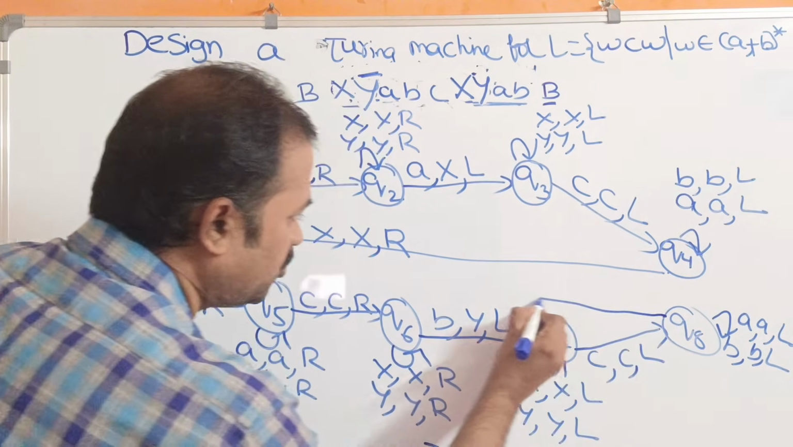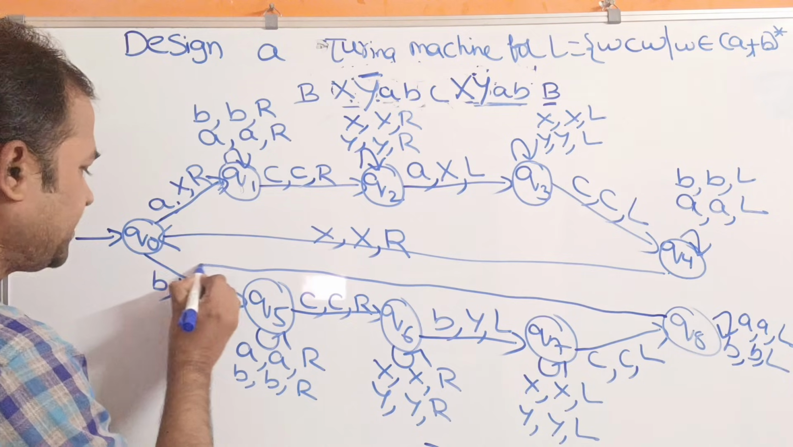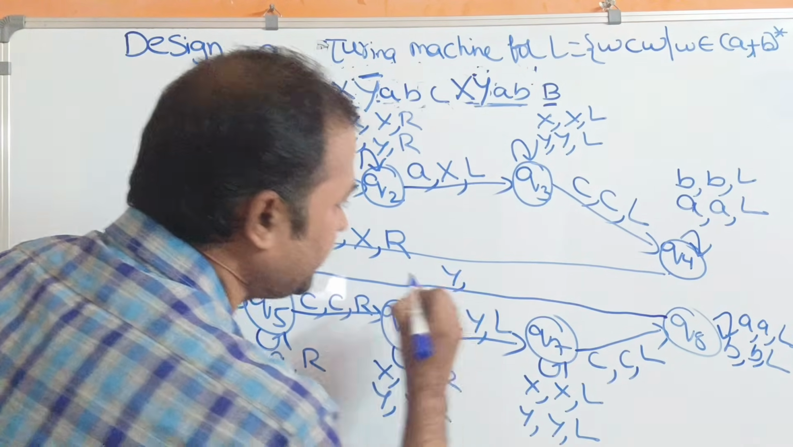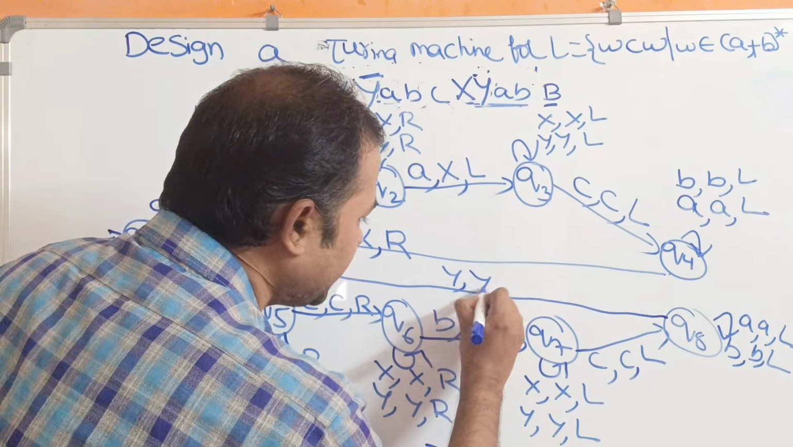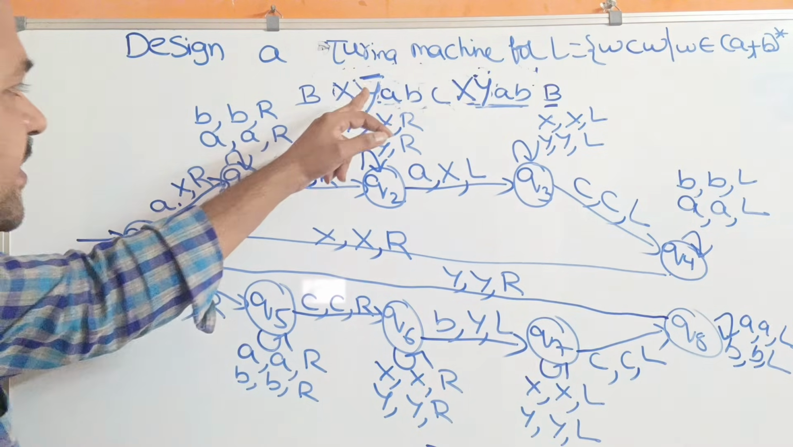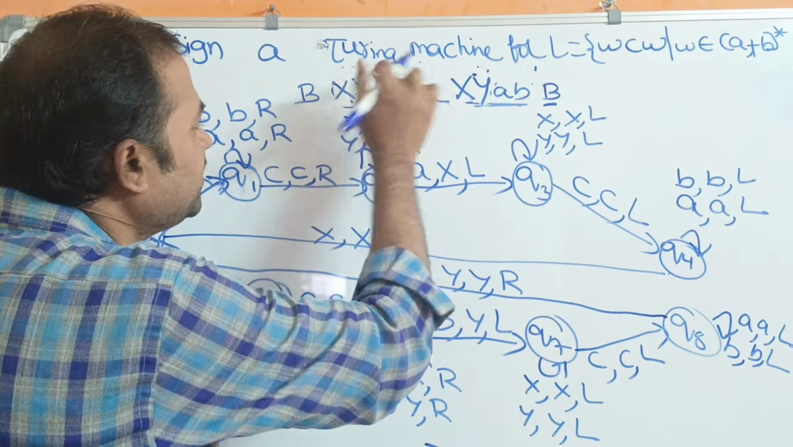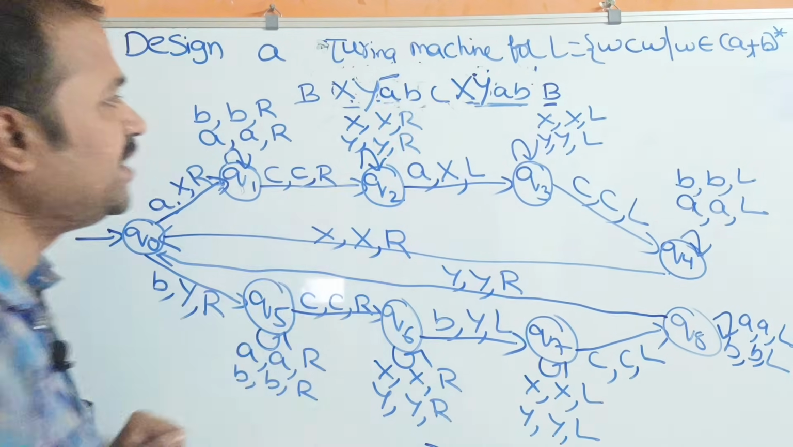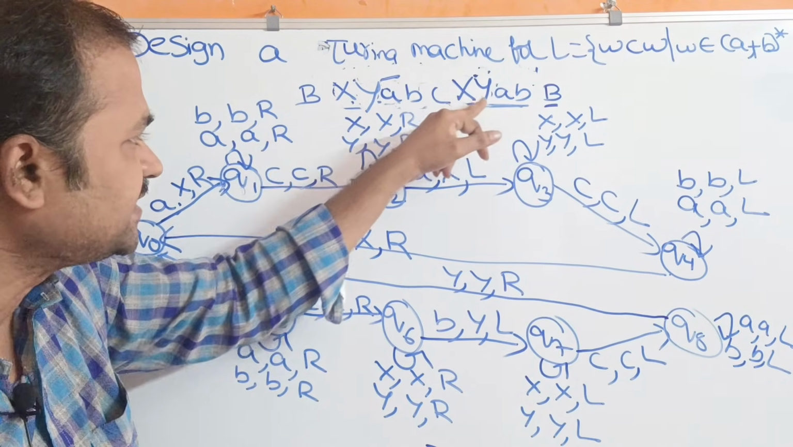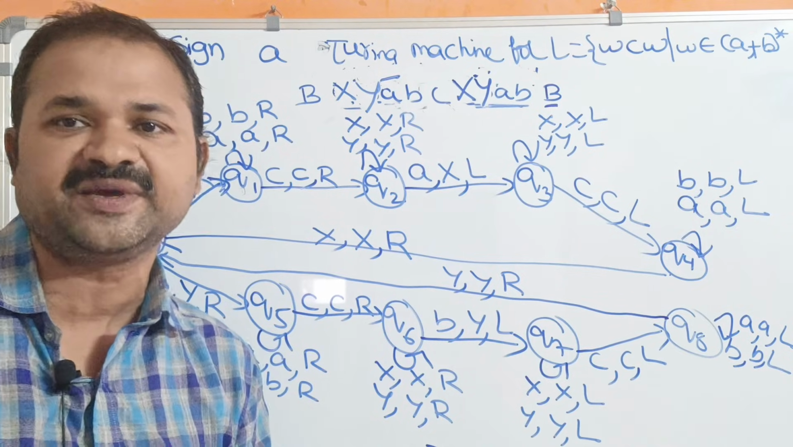Let us write one more transition like this. If we read Y on Q8, keep it as Y only, but move the head towards the right. So here the first two characters AB are replaced by XY.